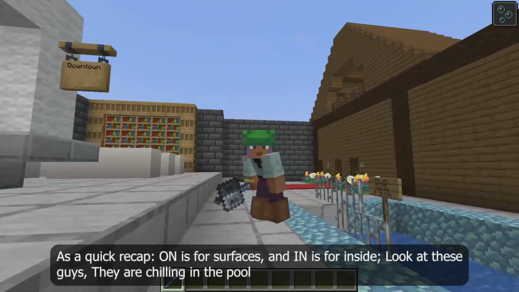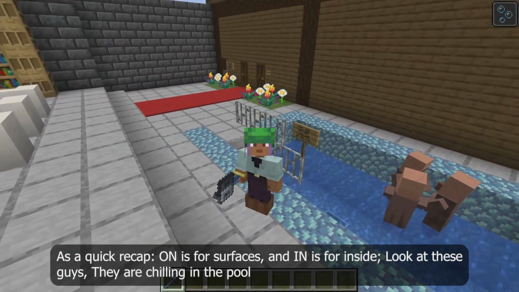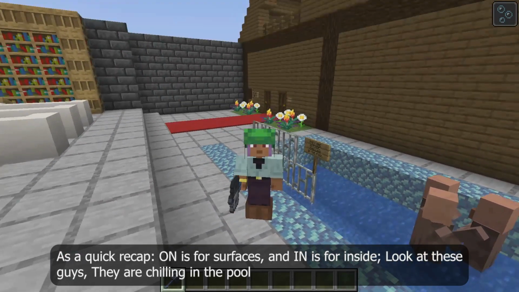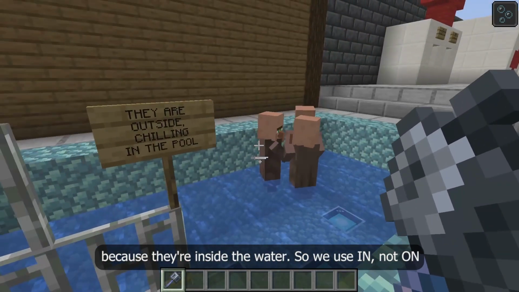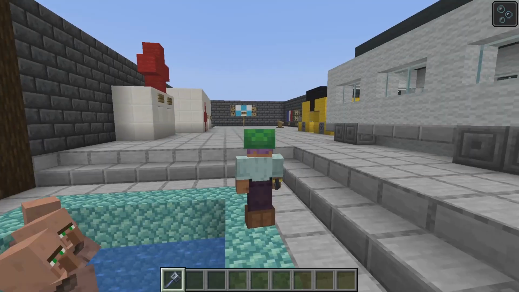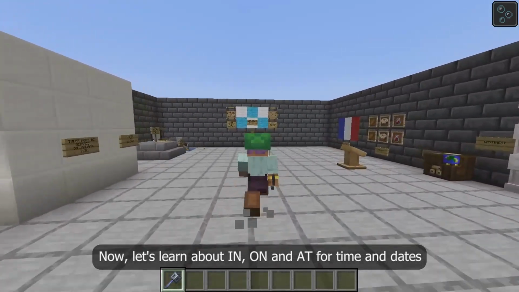As a quick recap, on is for surface and in is for inside. Look at these guys. They are chilling in the pool because they are inside the water, so we use in, not on. Now let's learn about in, on, and at for time and dates.